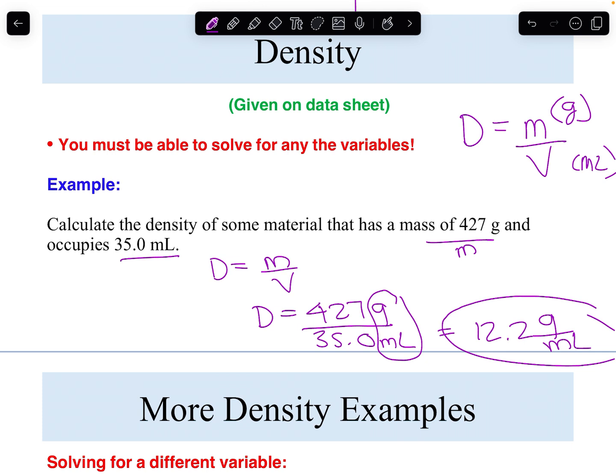Okay. Remember, water has a density of 1.0 gram per milliliter. So if it's larger than 1, it would sink. So this material would sink because it's larger than 1. If it was less than 1, it would float.